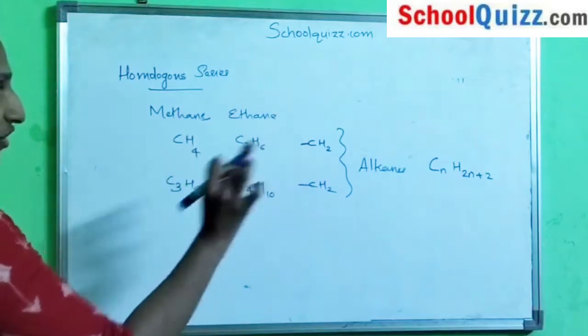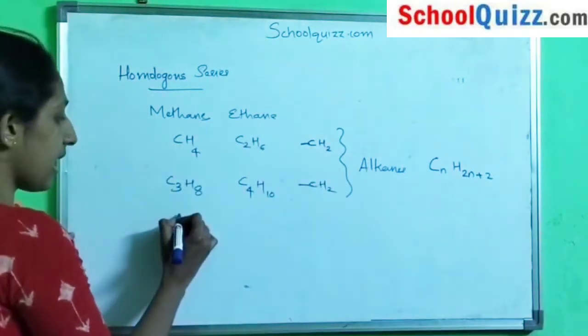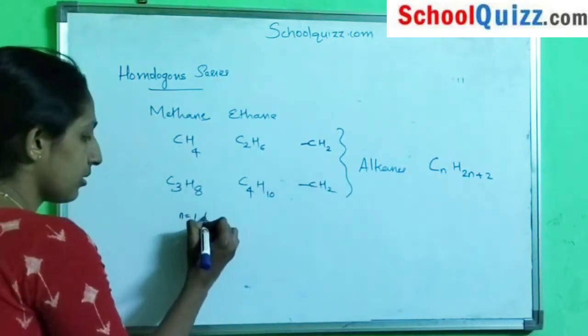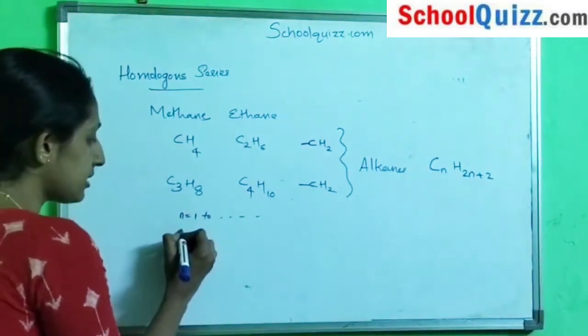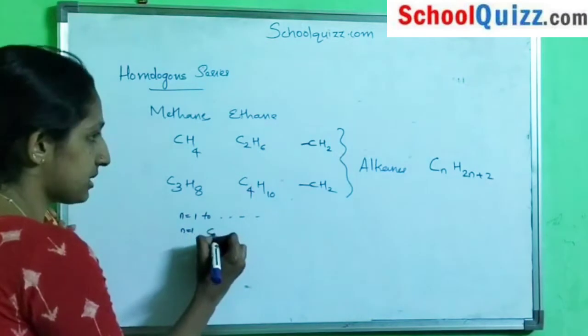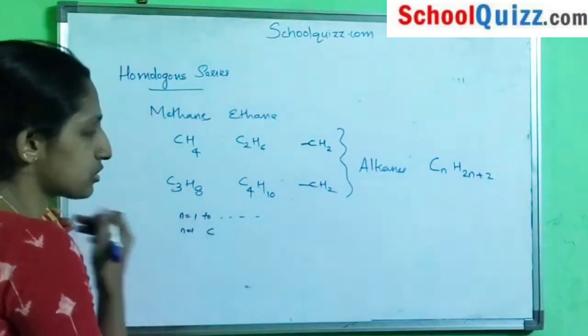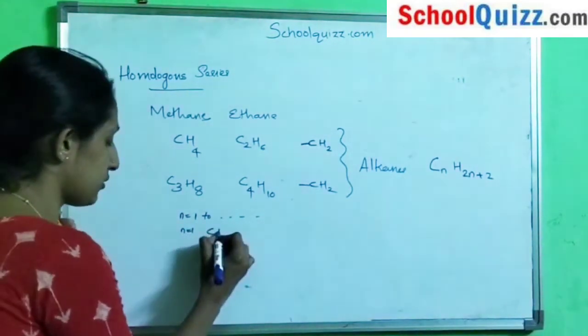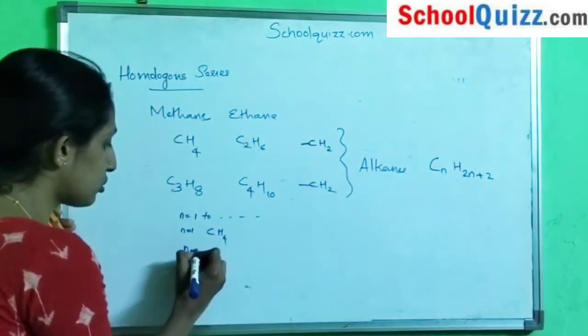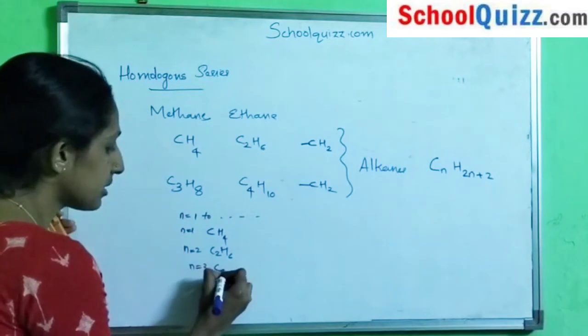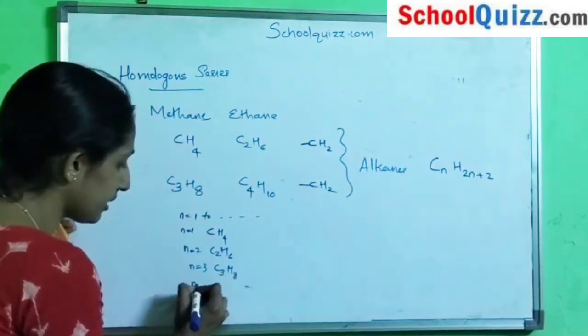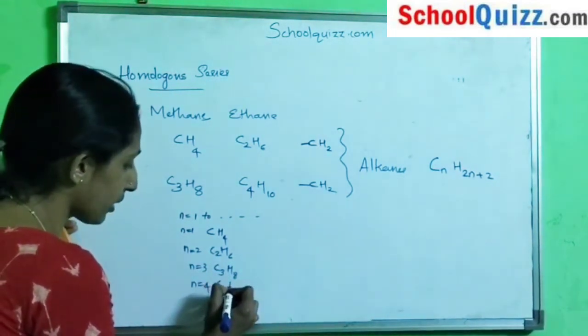We can verify this by taking n from 1 up to the number of atoms. If n is equal to 1, it will be C, 2n plus 2, that is 2 into 1 plus 2, which is 4, so CH4. If n equals 2, C2H6. If n equals 3, C3H8. If n is equal to 4, C4H10.